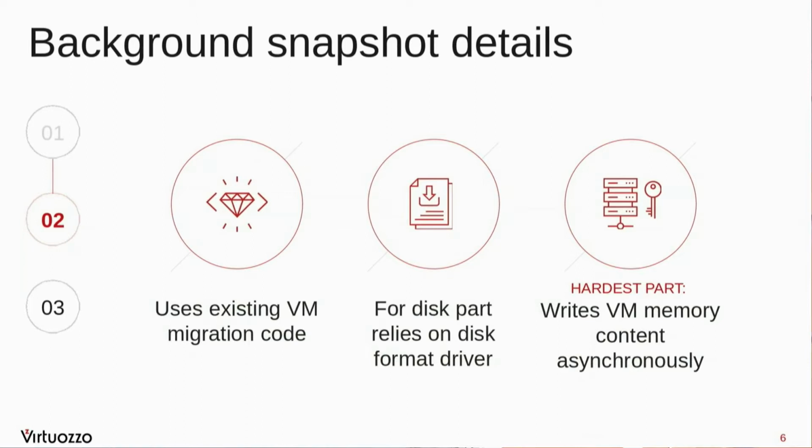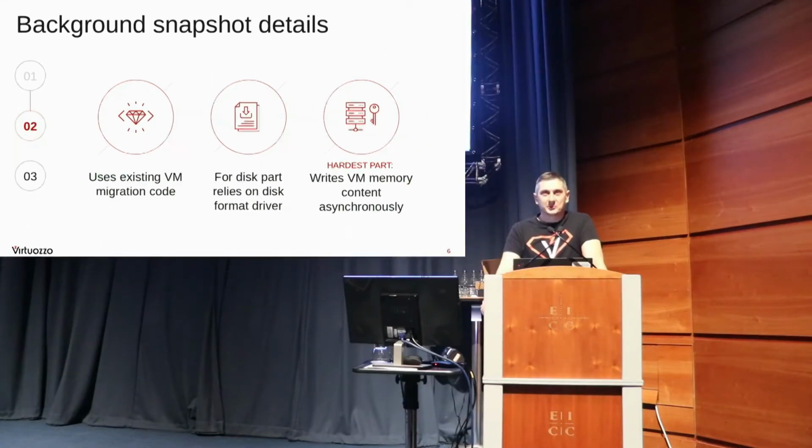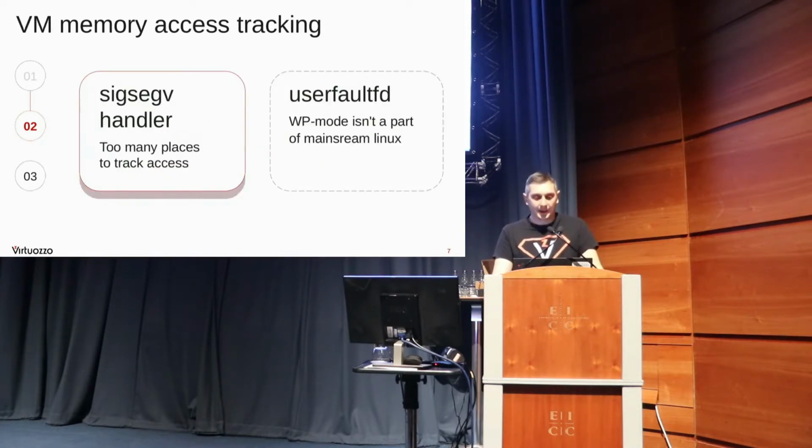So here are the three bricks. We use existing virtual machine migration code to save the VM state, and we just need some modifications there. And we use the existing implementation of snapshot for the disks, especially for qcow2. And the hardest part is to actually write memory asynchronously. There are two ways to do that.